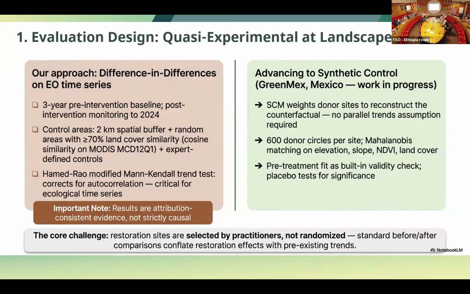Then we apply the Mann-Kendall trend test in its Hamed-Rao autocorrelation-corrected form, so that it handles the temporal dependency in monthly Earth observation composites that standard tests don't. And for Mexico, this is work in progress led by Ana Paula, where we are advancing to synthetic control methods, which reconstruct the counterfactual without requiring parallel trends. We have 600 donor circles for each site. We apply Mahalanobis matching on topography and climate, and results are promising.